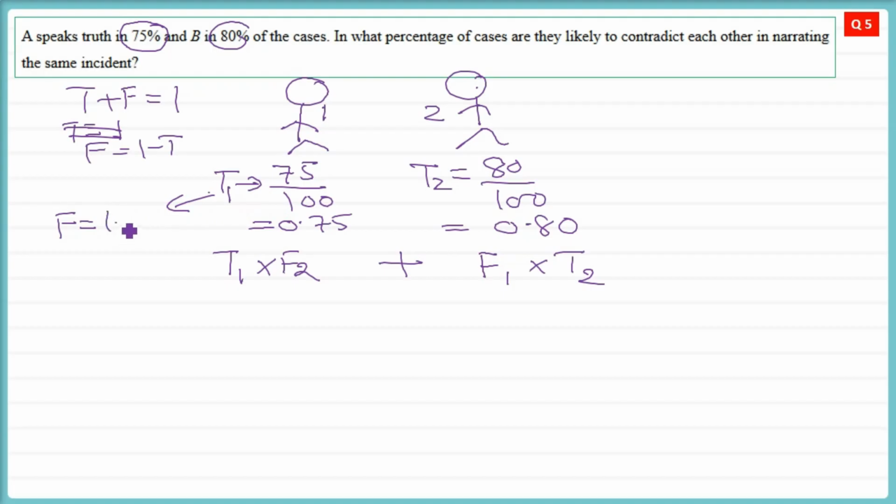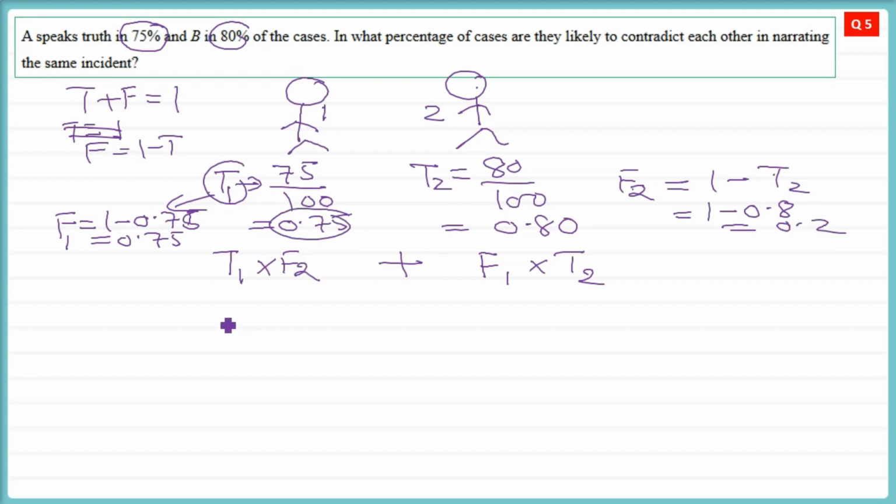So false can be computed here for the first person. 0.75 is the truth, so 1 minus 0.75 will be the false, and for the first person let us represent it using F1. Similarly, for the second person, the false, that is F2, is going to be 1 minus 0.8, because F2 plus T2 will also be equal to 1. So F2 will be 1 minus T2, which comes out to be 0.2. So all the values we have got, let's put in here. T1 is 0.75, F2 is 0.2 for the second person not speaking the truth, the first person not speaking the truth is 0.25, and the second person speaking the truth is 0.8.